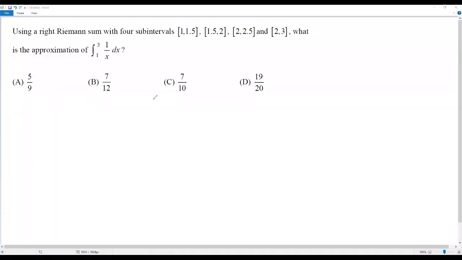Here we have an AP Calculus AB problem. Okay, let's go to the question. Using a right Riemann sum with 4 subintervals, what is the approximation of the integral from 1 to 3 of 1 over x dx?